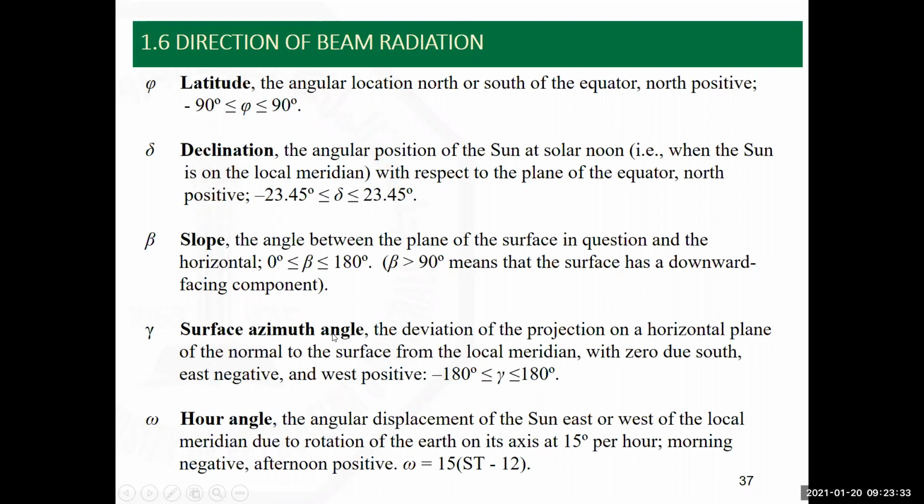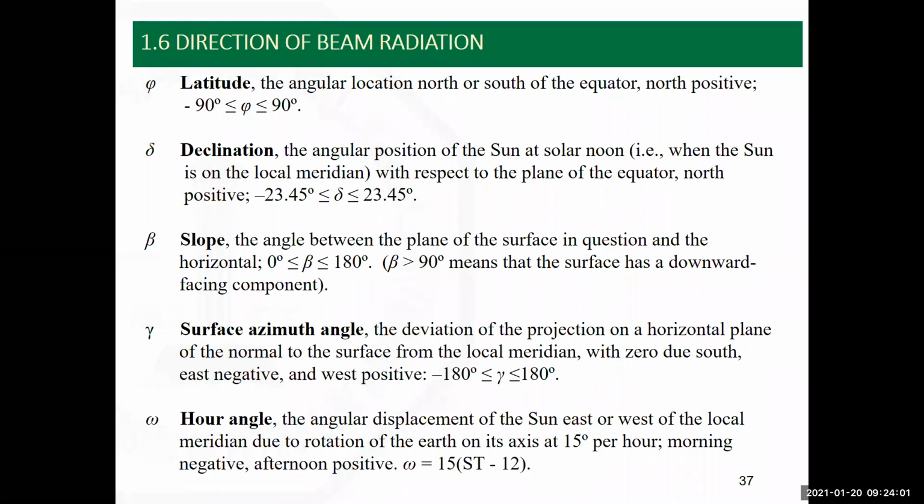Surface azimuth angle: this is the deviation of the projection of a horizontal plane with the south. The value of gamma changes from minus 180 to 180 so that it completes the whole round of 360. Then there is something we call the hour angle, which is the angular displacement of the sun east or west from the local meridian due to the rotation of the earth.